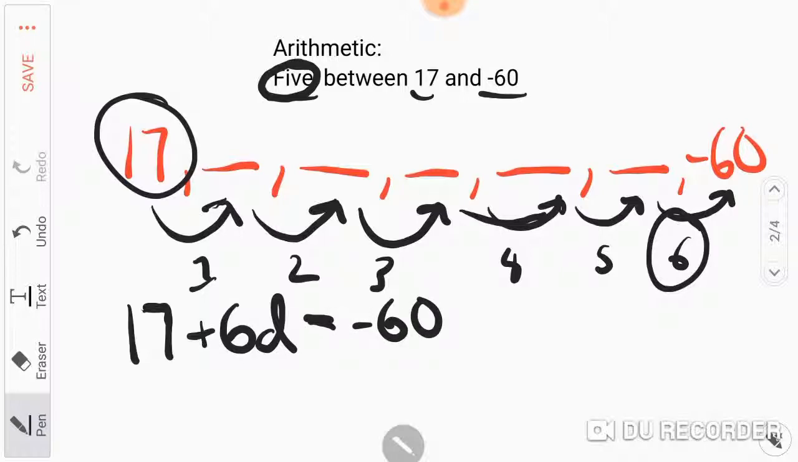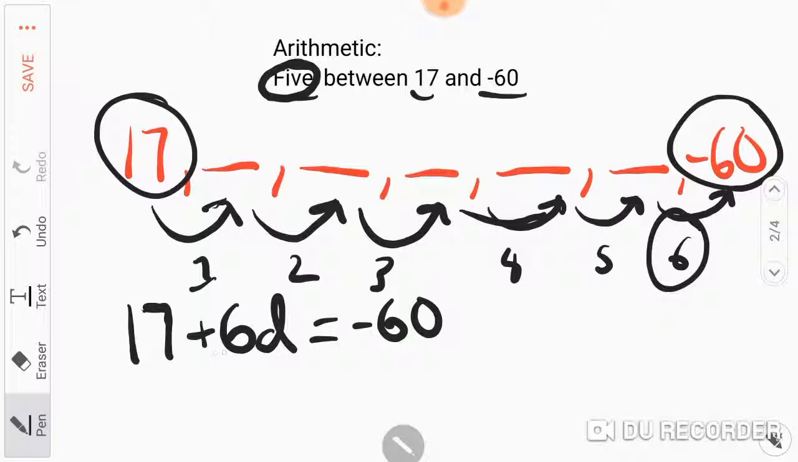Now we add because you're trying to get to negative 60. If you start here at negative 60, I guess you'd subtract, but most times you should start with 17 or just the first number of that sequence, and that's what I'm doing now. So just start with the first number.